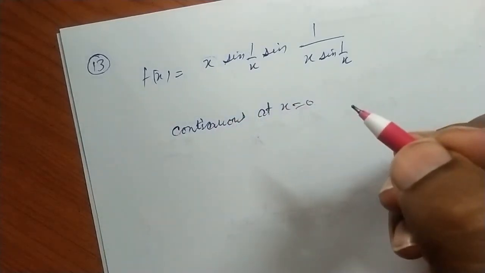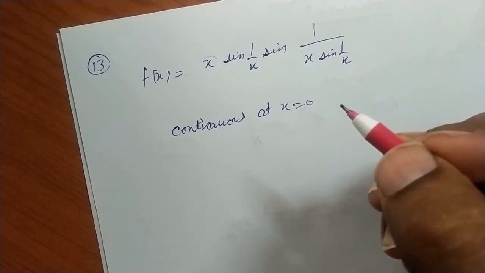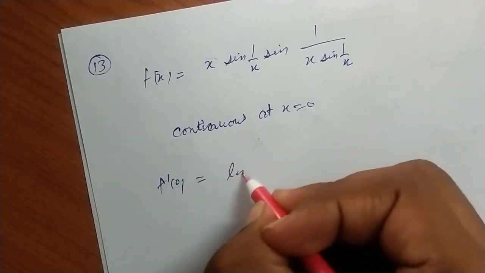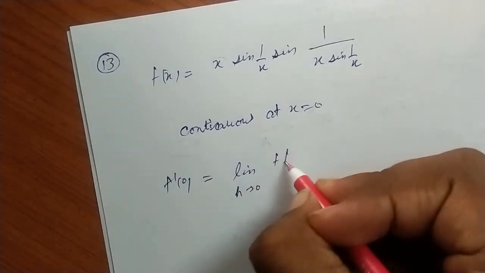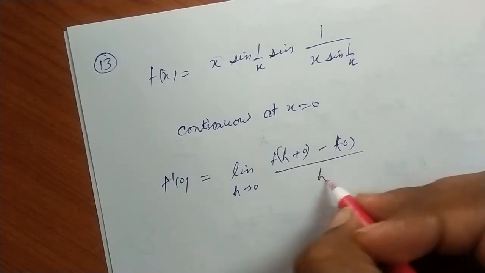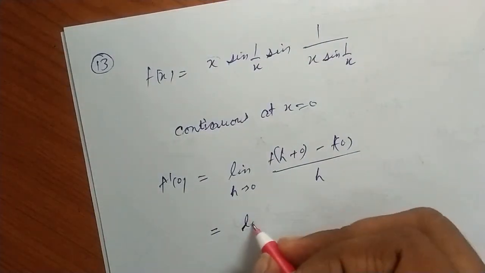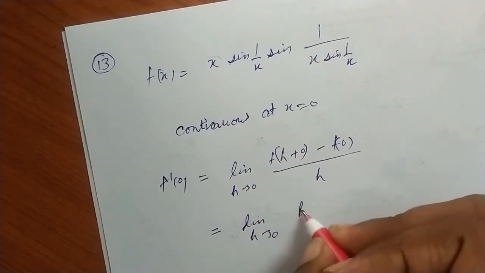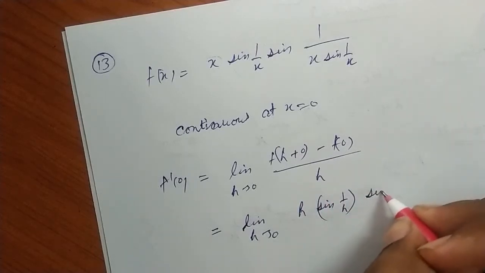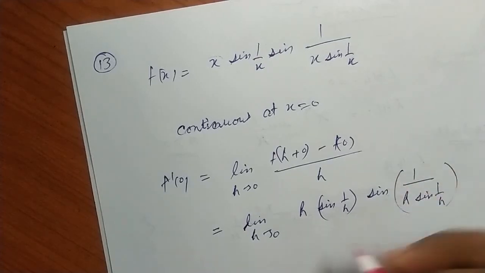Okay, now let's check differentiability. So let's calculate f dash 0. This is equal to limit h tends to 0 of f of h plus 0 minus f of 0 upon h. So this would be limit h tends to 0 of h sine 1 by h upon h.